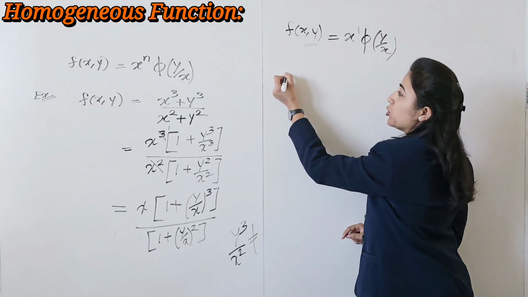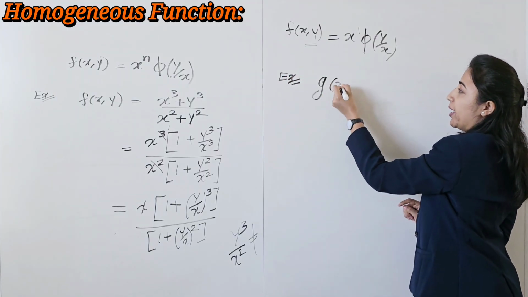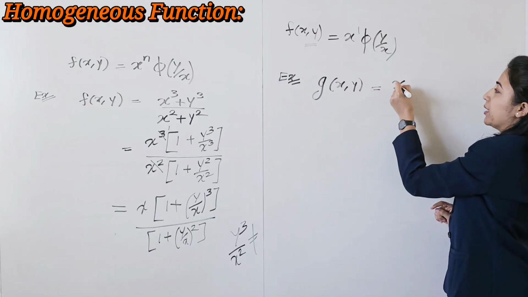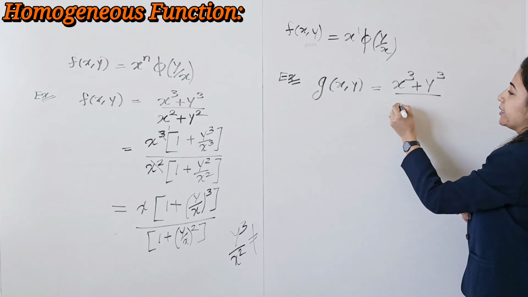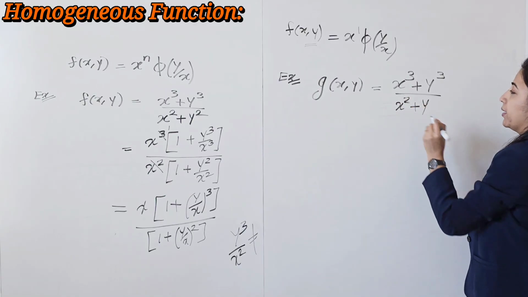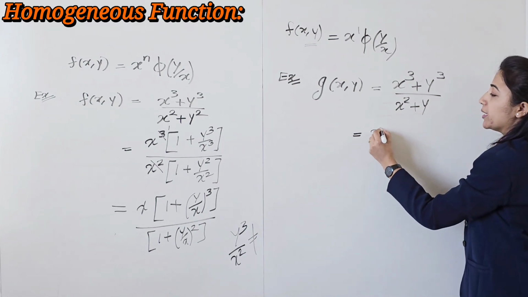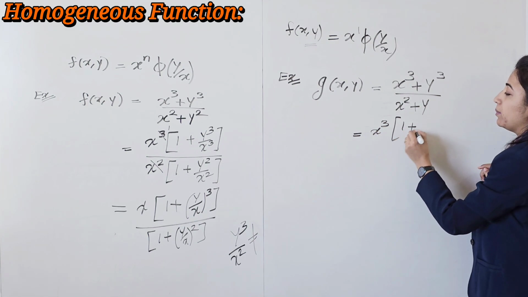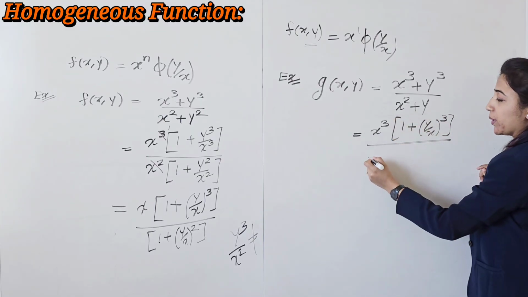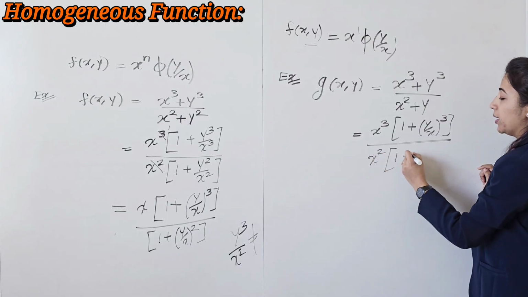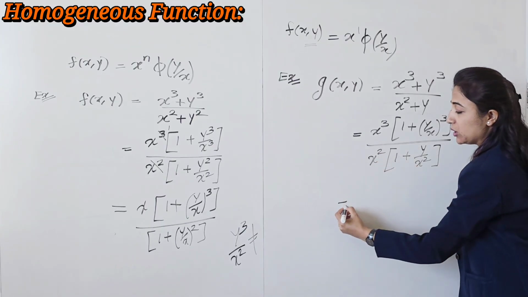For example, suppose we have given the function, consider the new function g of x, y equal to x cube plus y cube divided by x square y. Now take the highest power of x common from numerator and denominator. So x cube common, so the remaining is 1 plus (y by x) whole cube, and in the denominator if we take x square common, it becomes 1 plus y by x square. Now here x gets cancelled, so it is x.